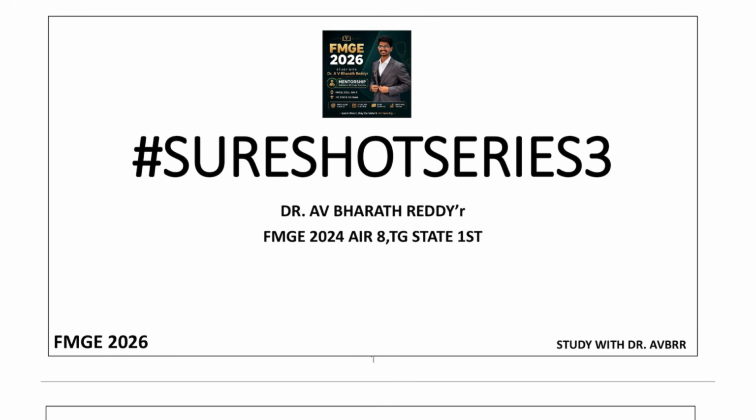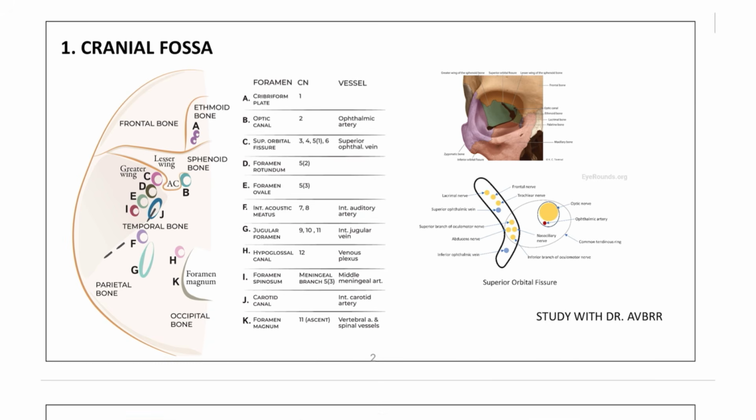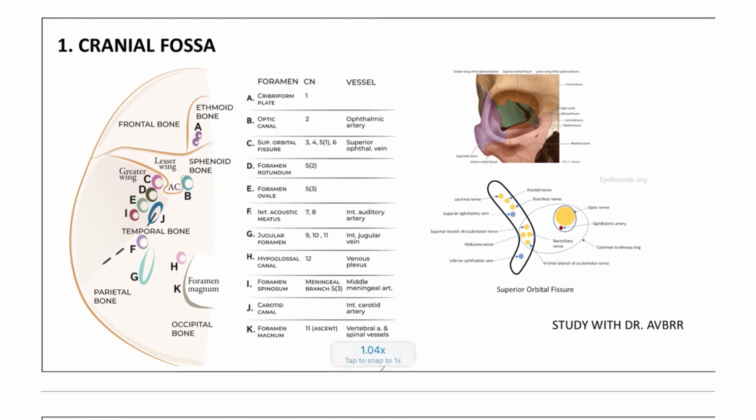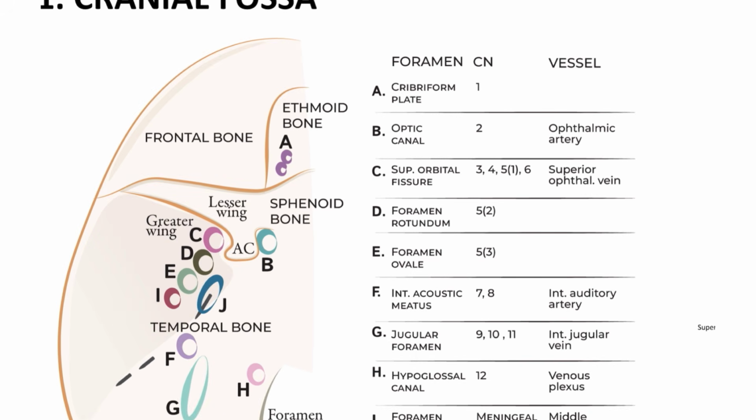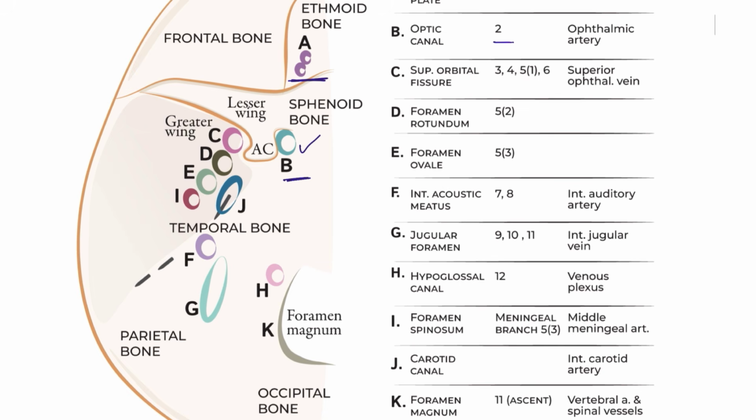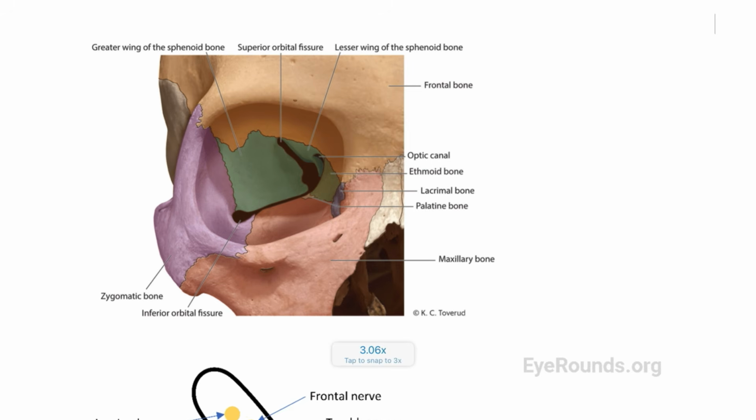Sureshot series part 3. First and foremost important one is the cranial fossa and cranial fossa contents. Here you can see this is the cribriform plate. In the cribriform plate we have cranial nerve 1, the olfactory nerve, and next the optic canal. In the optic canal you have cranial nerve 2. Next is the superior orbital fissure. If you zoom in on the superior orbital fissure, this is the cranium, right? And from the cranial fossa it will be coming into the orbit.